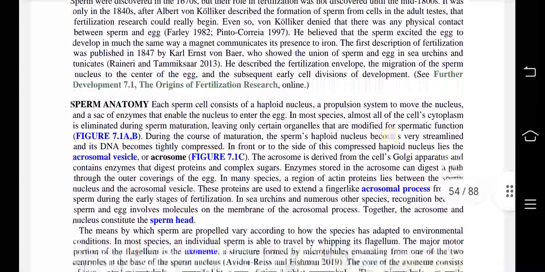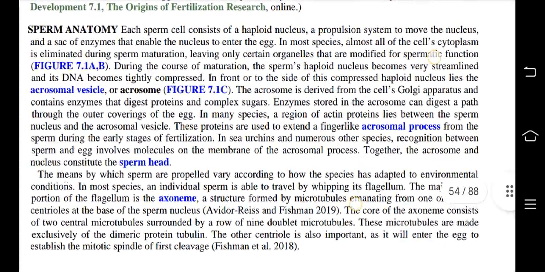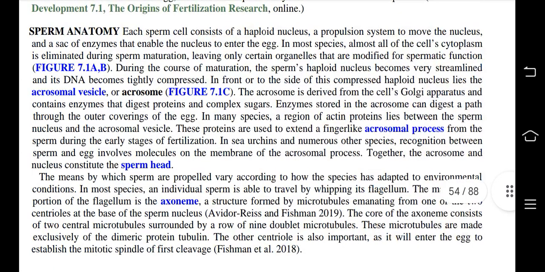Sperm anatomy. Each sperm cell consists of a diploid nucleus, a propulsion system to move the nucleus, and a sac of enzymes that enable the nucleus to enter the egg. In most species, almost all of the cell's cytoplasm is eliminated during sperm maturation, leaving only certain organelles that are modified for spermatic function.